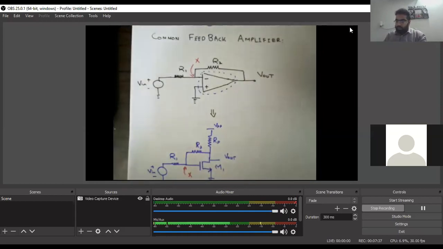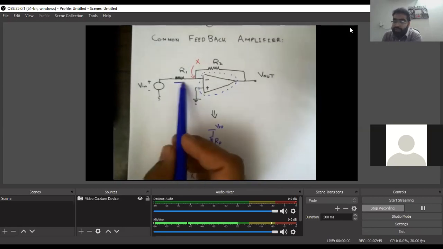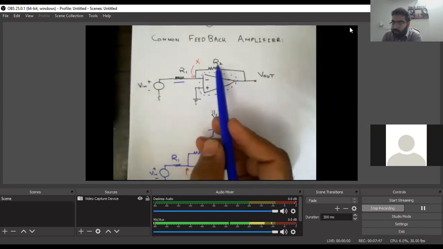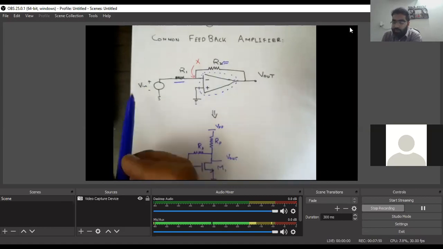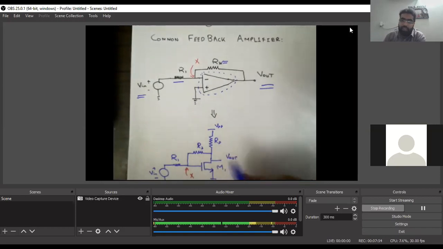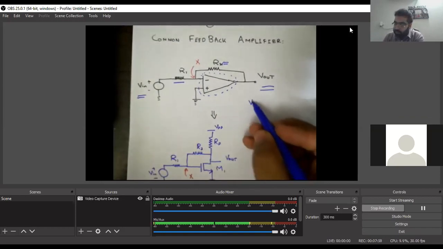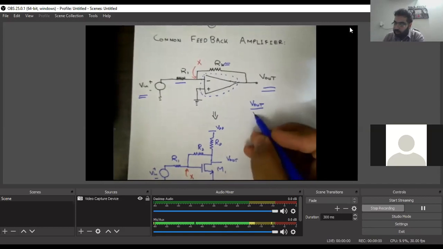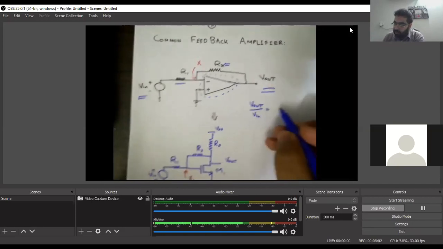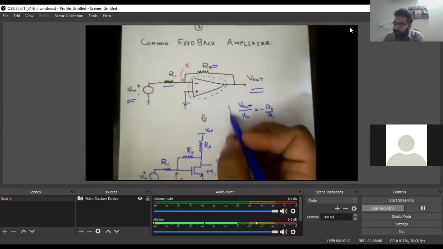So now again talking about the common feedback amplifier. We have this triangle amplifier, which is inverting in this case. We have two feedback resistances, R1 and R2. We have an input and we have an output. All of us know what the gain is. The gain is going to be controlled by the ratio of these resistances. So we can say Vout by Vin is going to be minus R2 by R1. That is the gain of the system.